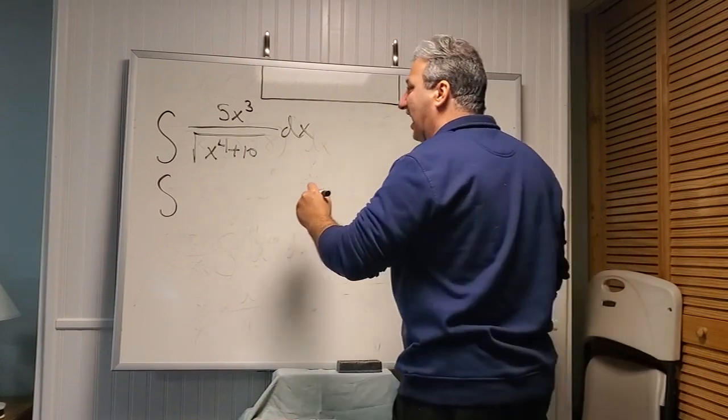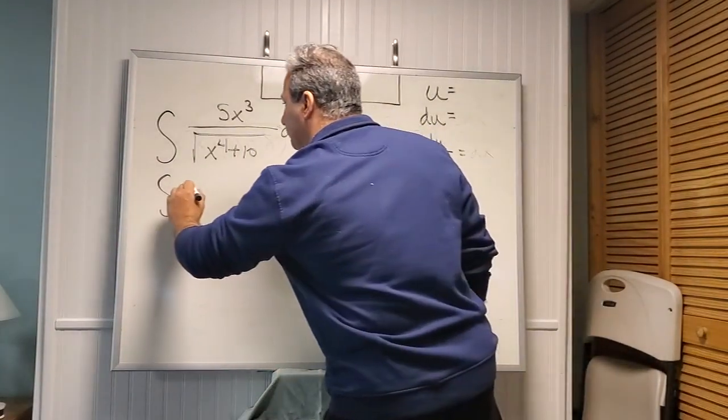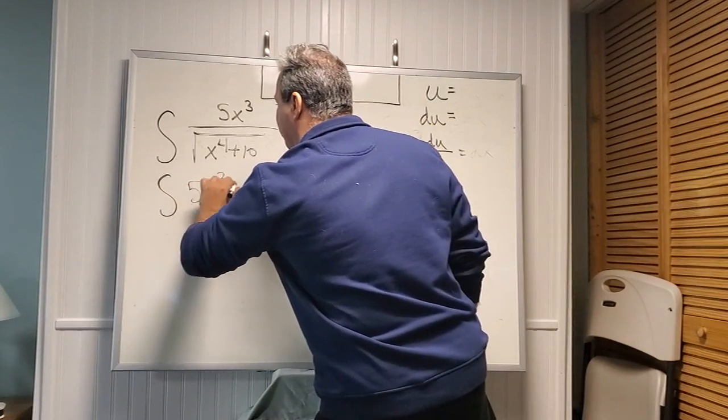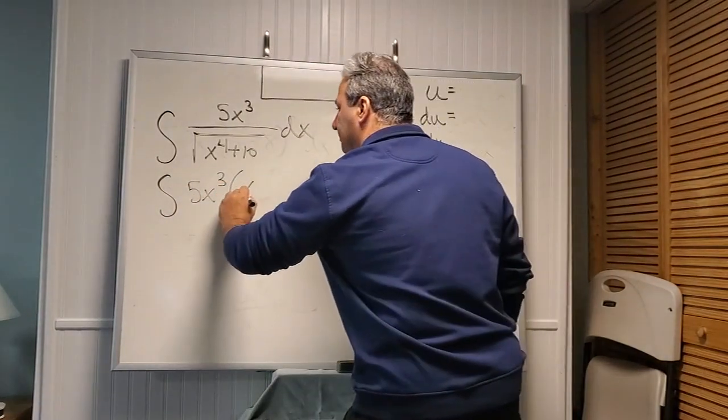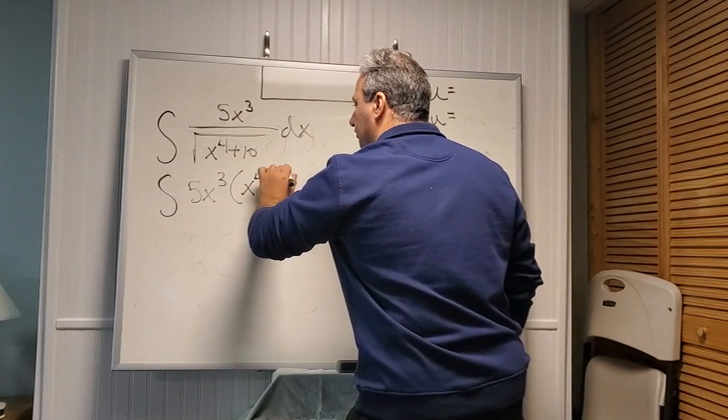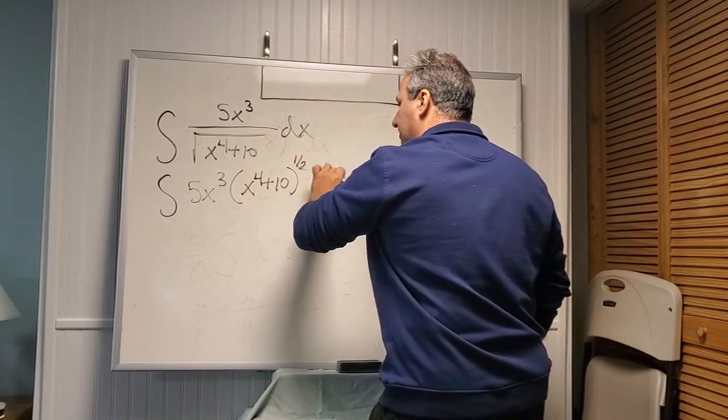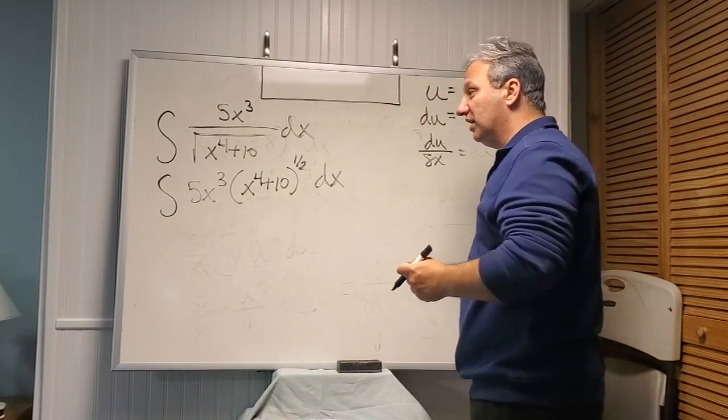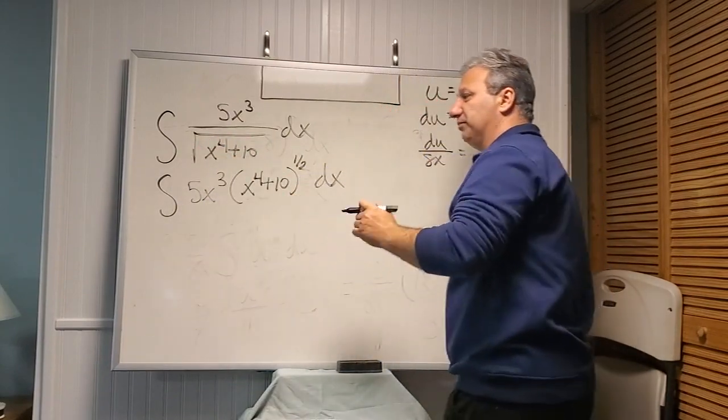So in fact, I have a medium step. I'm going to rewrite this as x to the 4th plus 10 to the power of 1/2, because, as you should know, the square root becomes 1/2 power.